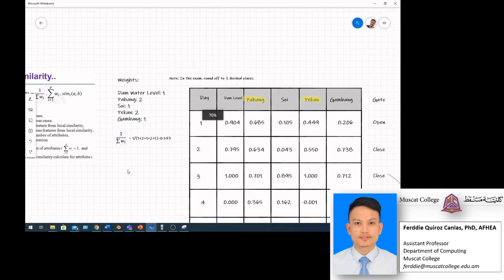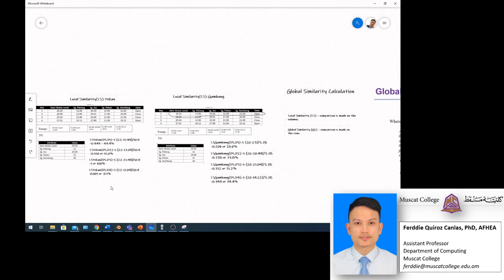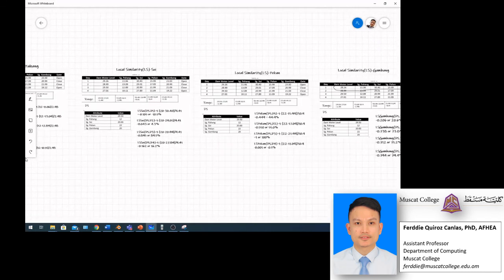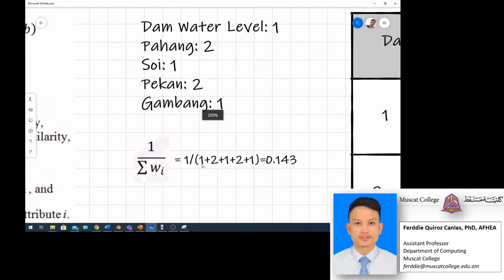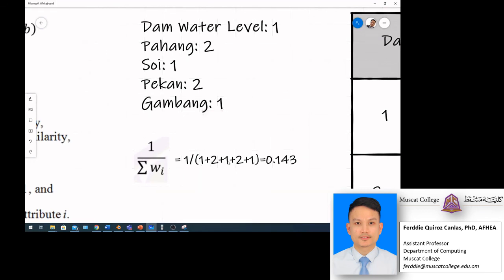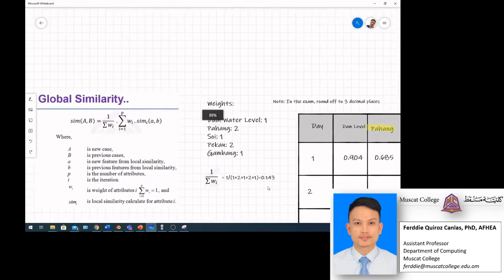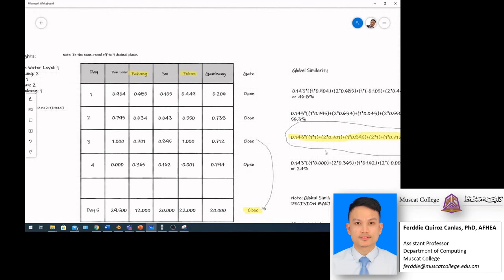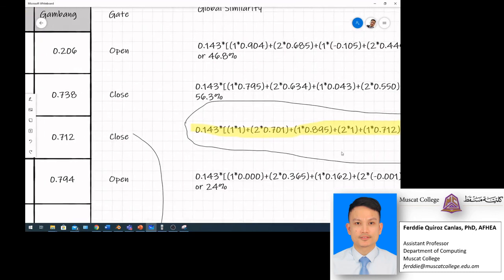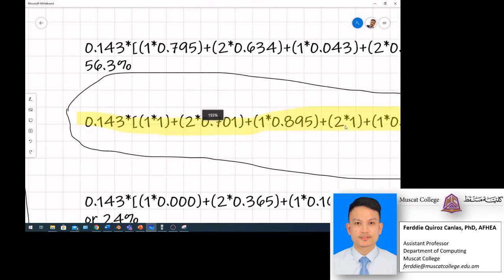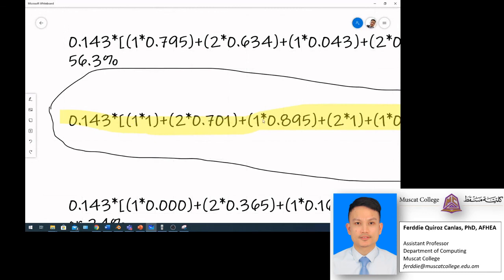But in this example, in the problem itself, we express that river Pahang and river Soy should have the weights of 2. That's why we have to emphasize it here: 1 over 1 plus 2 plus 1 plus 2 plus 1. So this is the calculation for the summation of weights. Now in the calculation, we did this: 1 times 1, 2 for Pahang, 1 times for the other river, and then 2 for Soy here. Have you noticed? So weights were included in this example.